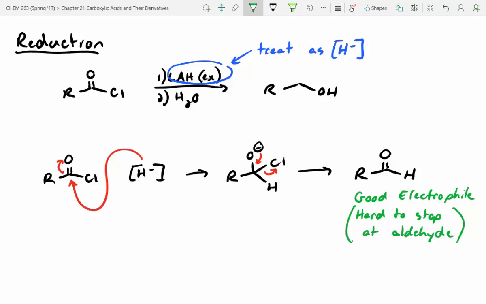Don't use LAH. Okay, if we're not going to use LAH, what's a way to slow this reaction down? Poison the catalyst. So poison it somehow. Another way we can maybe do this is make it so bulky that the reaction just slows down a lot, right? If you've got a really bulky reducing agent, it's going to have a harder time doing this transformation as quickly, and maybe we can trap it at the aldehyde. And that's exactly what happened.